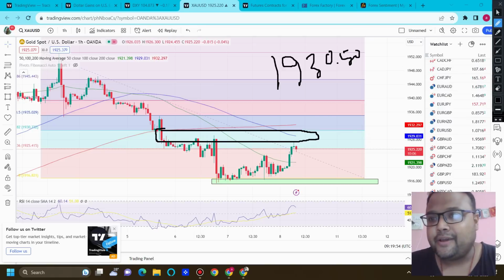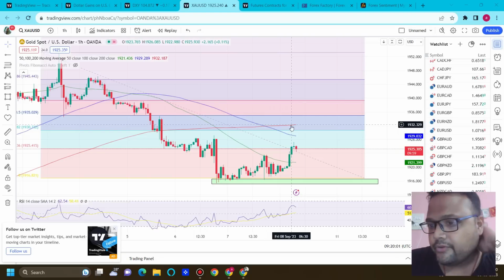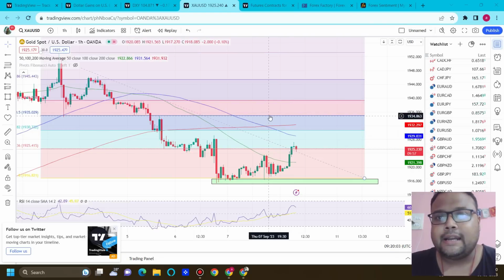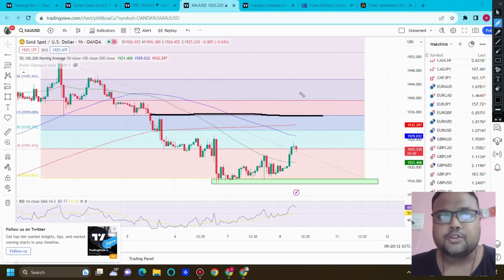around this area. And if the market breaks this level, then though we have the 200 moving average around 1932, around 1935 we have previous resistance as well as the Fibo 50% retracement level. So on the chart of gold, we also have a few levels.